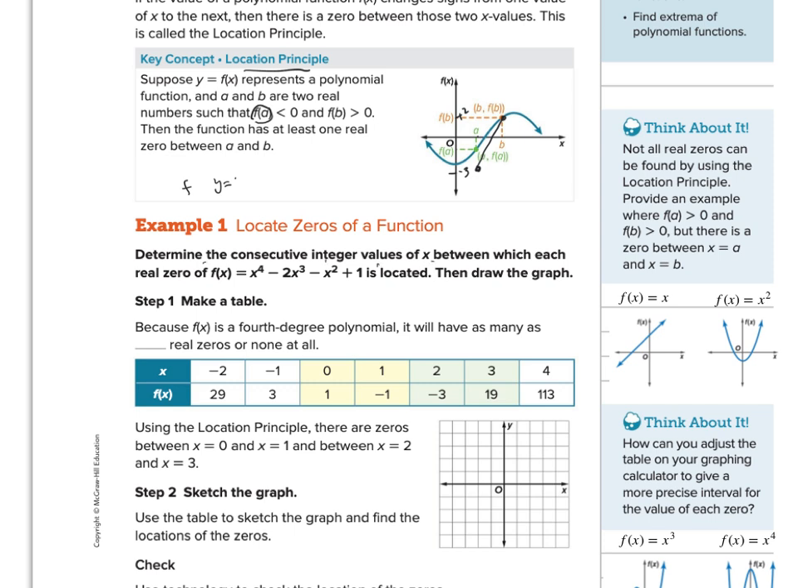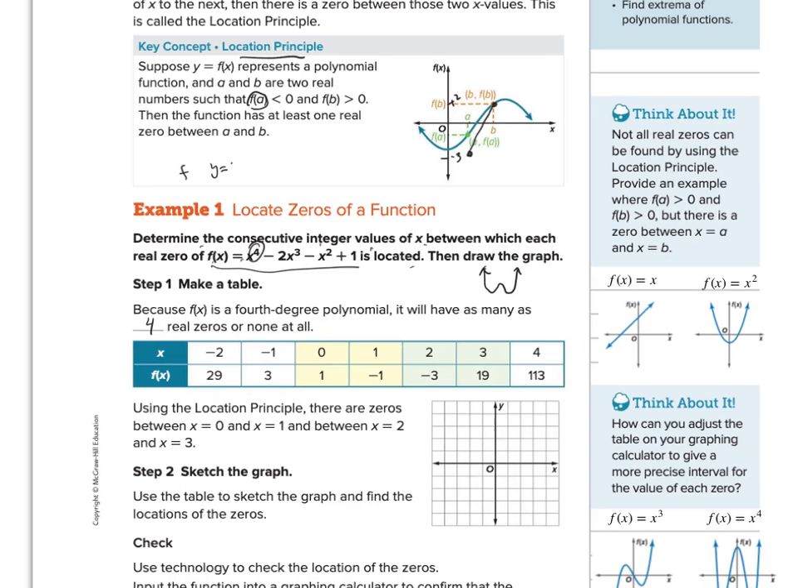So looking at this example, locate the zeros of the function. Determine the consecutive integer values of x between which each real 0 of f of x is located. So this function, we know it's x to the 4th, so it could have as many as 4 possible roots. We know that x to the 4th should probably be some kind of W, but it just depends on how it's been stretched and moved based on its values.